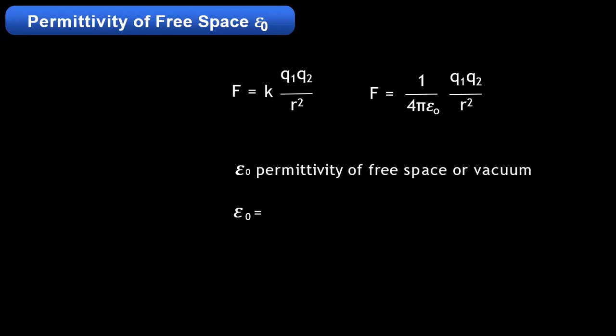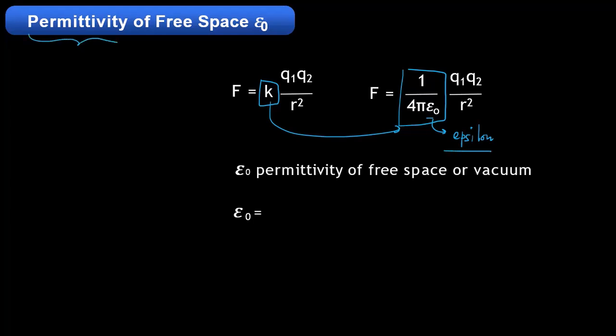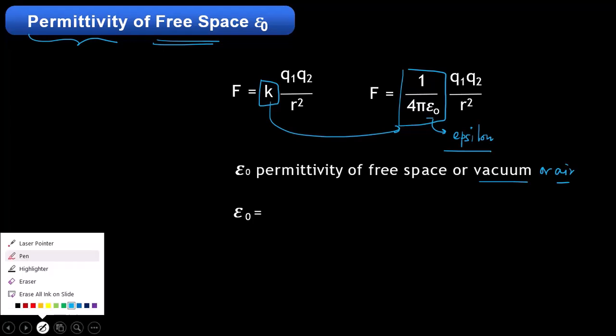Okay. Now consider another concept. If I say this is the expression of force, now K can also be replaced by the number 1 by 4 pi epsilon. Everything remains the same, na? So K is replaced by the number 1 by 4 pi epsilon naught. This is called the epsilon. What is epsilon? Epsilon is called the permittivity of free space. What is free space? Free space means vacuum or air. Okay, so what is epsilon naught?